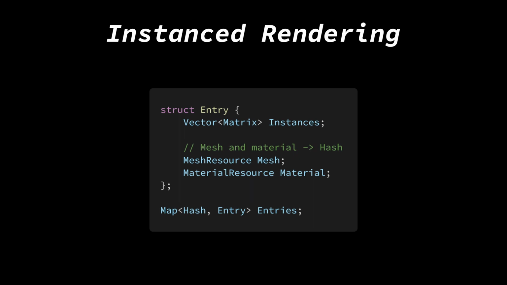Raylib and rendering. First of all, a new raylib version was released, raylib 5, and I just had to check it out. Instance rendering. Meshes with the same material will be batched and rendered using instance rendering. This is done by converting the mesh and material resources to a hash, and using that hash for a fast map lookup, where each entry contains a vector of instance transforms.